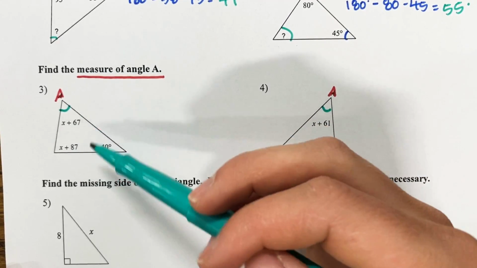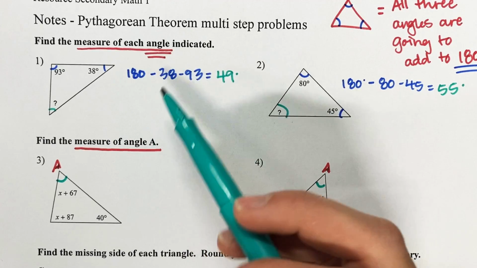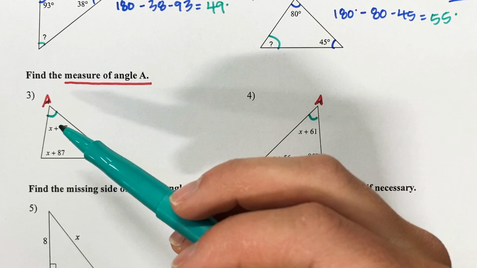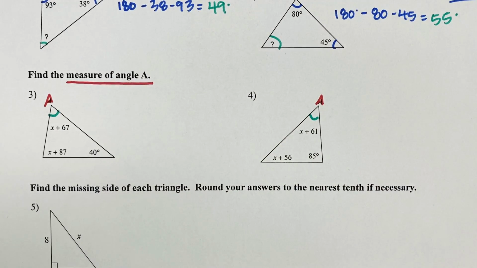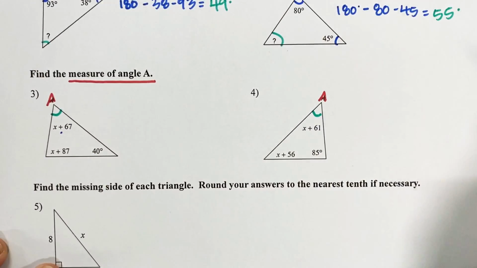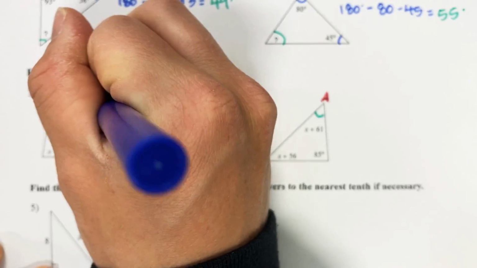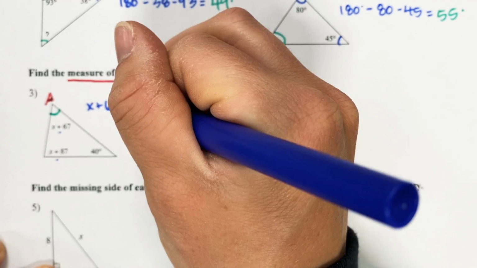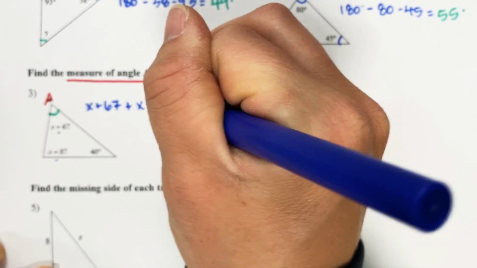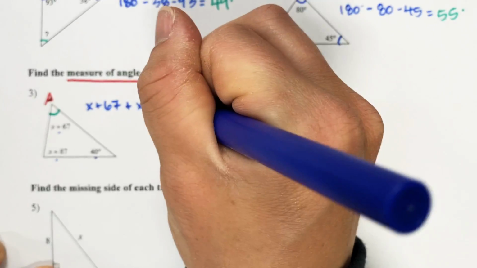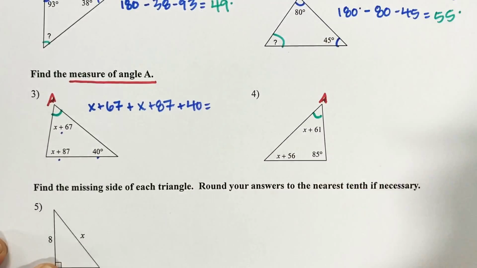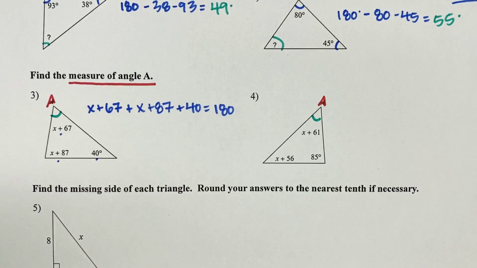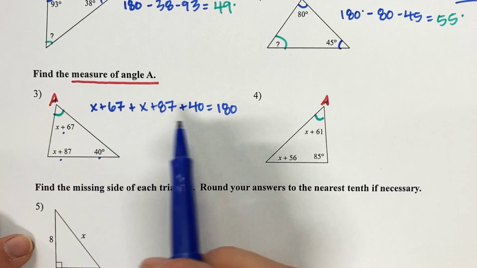That's okay. Instead of subtracting from 180, we can go backwards. We can take all 3 of these angles and add them to 180. So we're going to take this angle, X plus 67, plus that angle, X plus 87, and add it to our last angle, plus 40, and that is going to give us 180 degrees. So now doing this, we can then solve for X.